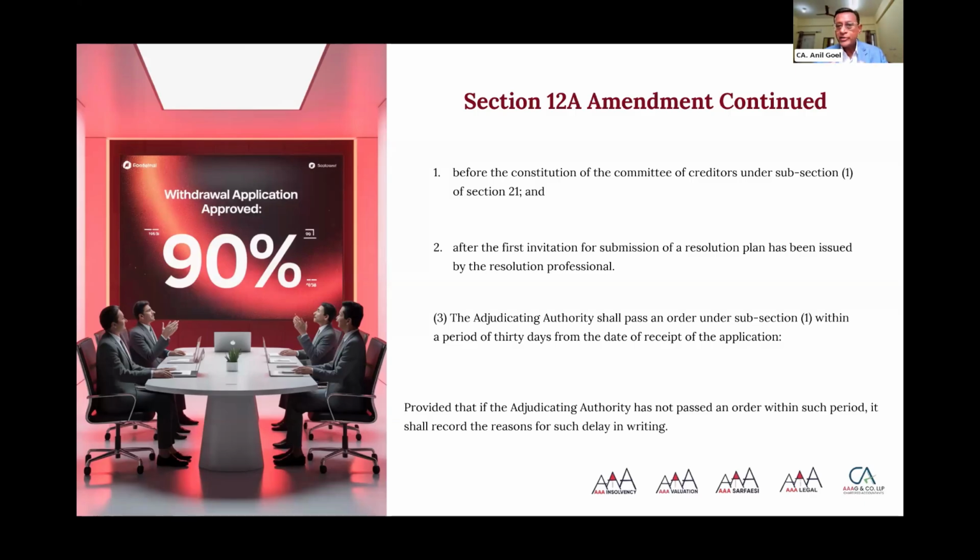So unless a committee is constituted, the CIRP cannot be withdrawn. Therefore, in most of the cases, when the CIRP starts, the promoters or any other interested party will go for filing an appeal, saying that we are settling, we are withdrawing. So there is so much litigation. This is now concluded: with this amendment, the CIRP application cannot be withdrawn.